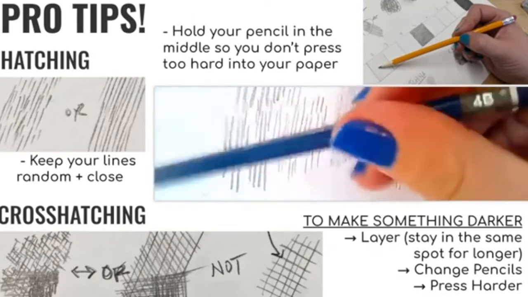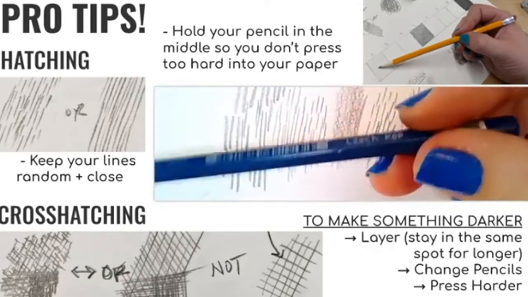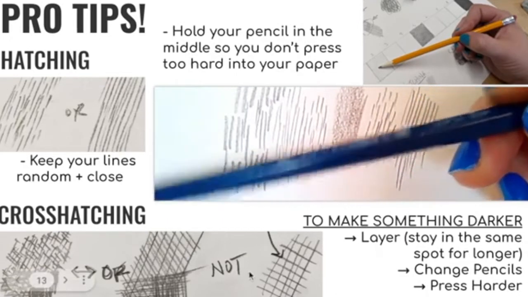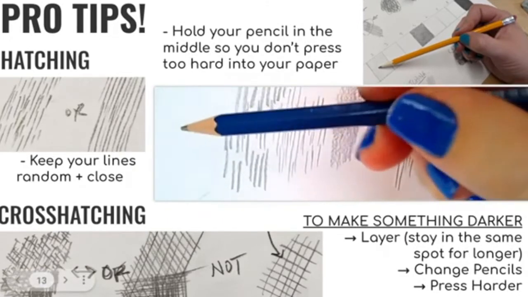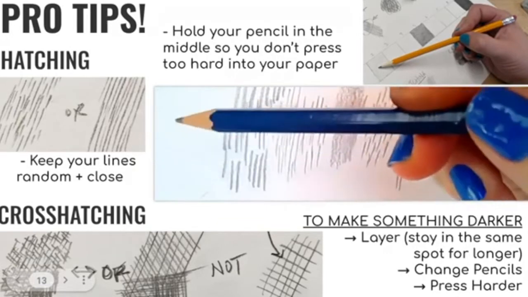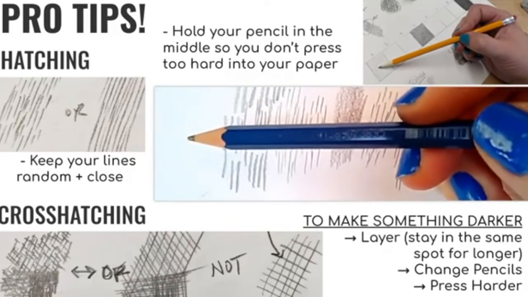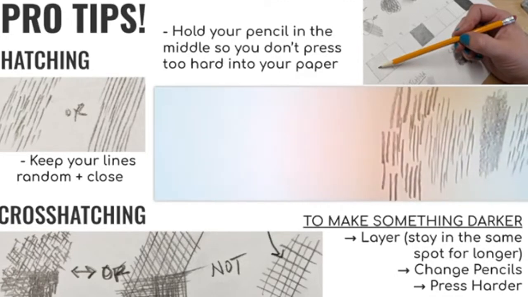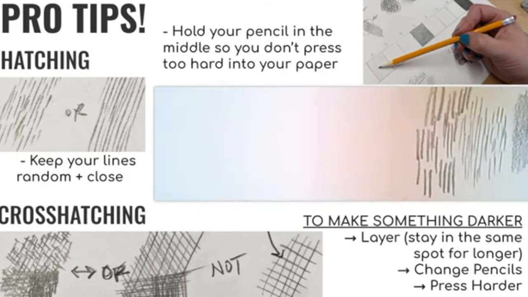Now you don't want to hold it out so far that you're holding it at the end. You're not going to be able to have any control there. That's going to be a little silly. Instead, hold it in the middle, and those of you that are like me, it'll prevent you from pressing so hard. Oftentimes when I'm teaching people to shade, the biggest complaint I end up hearing is, well, I can't get those lighter values because I press too hard. And I can empathize with that because I also press very hard on my paper.